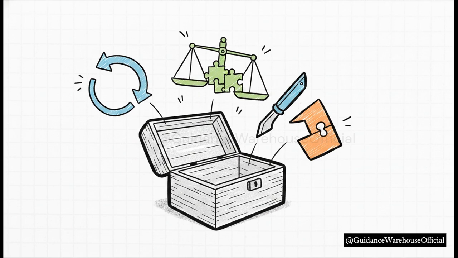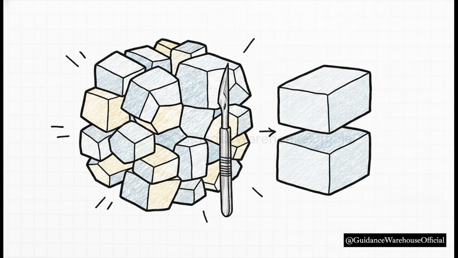You've got Pythagorean identities, like sine squared plus cosine squared equals 1, which let you instantly swap sines for cosines. And you have double angle formulas, which act like a scalpel to break down massive, complex angles into smaller, solvable pieces. Let's actually put this into practice.